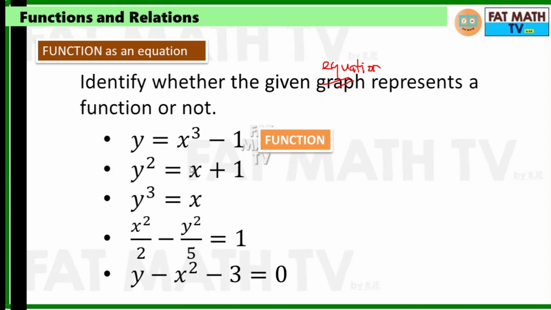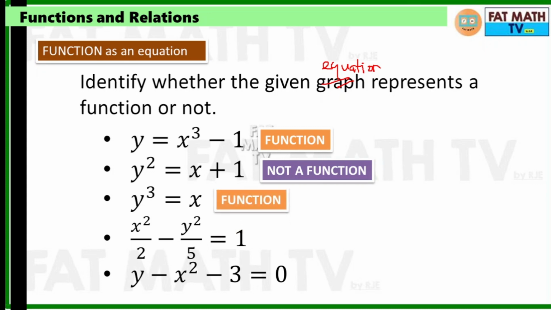Number 2, since y has a square, then it is not a function because if you give values for x there, you will have a square root and then you will have positive or negative. Y cubed equals x. For each value of x, you will get the cube root of that, then that is still a function. And number 4, you have a y squared there, so that is not a function because you will have, again, 2 pairs for each x.